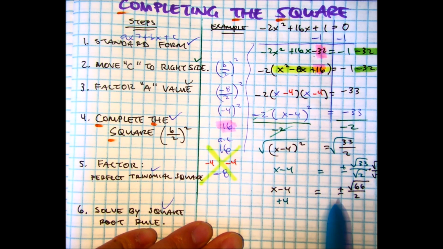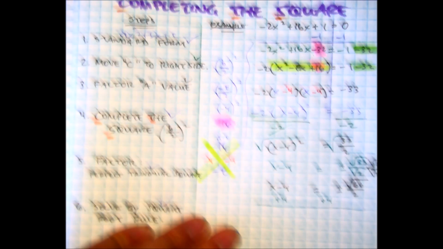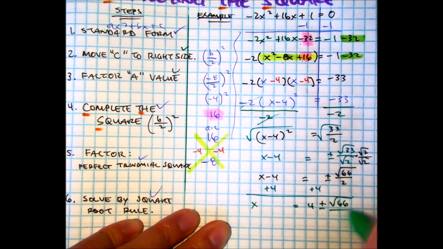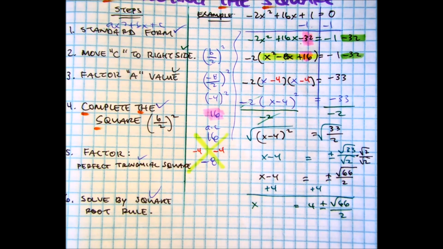Class, does the 4 go to the left, to the right, or the plus or minus? To the left. Our answer is x equals 4 plus or minus radical 66 over 2. This is an exact answer.